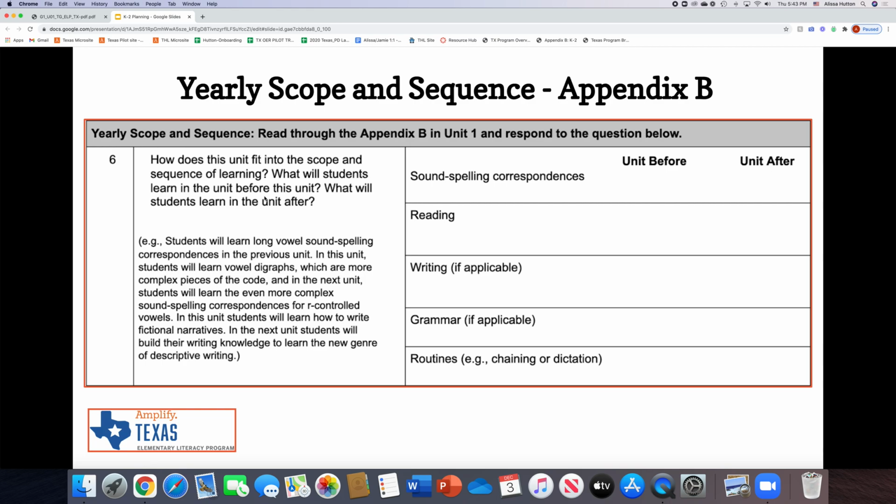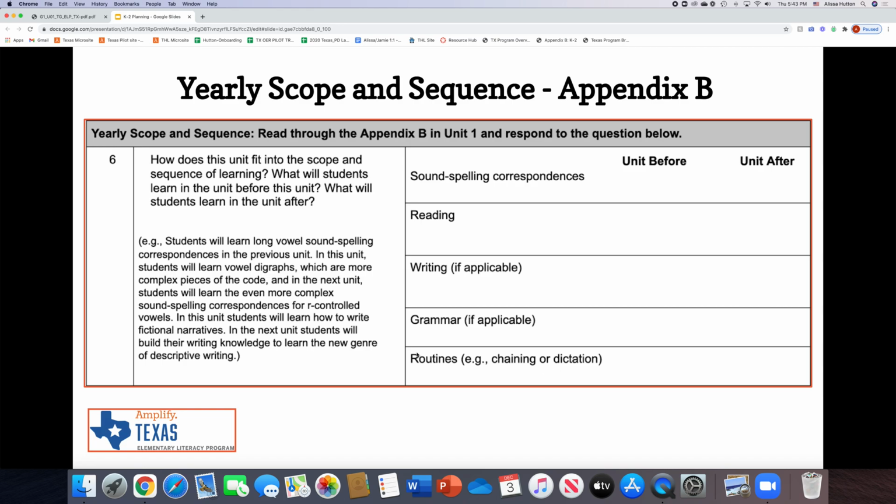As you can see on this planning portion of our template, there are 4 different categories that are covered within the skills strand, and they are listed here. Sound spelling correspondences, reading, writing, and grammar. There is also a space on your unit internalization template to record different routines that are used throughout the skills strand, such as chaining or spelling trees.